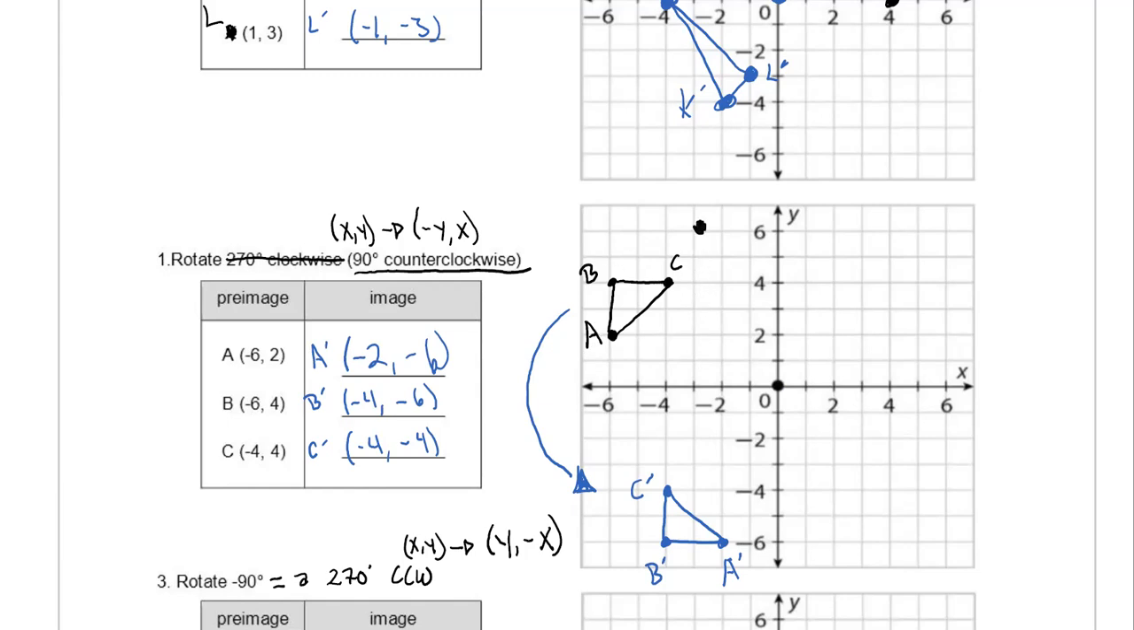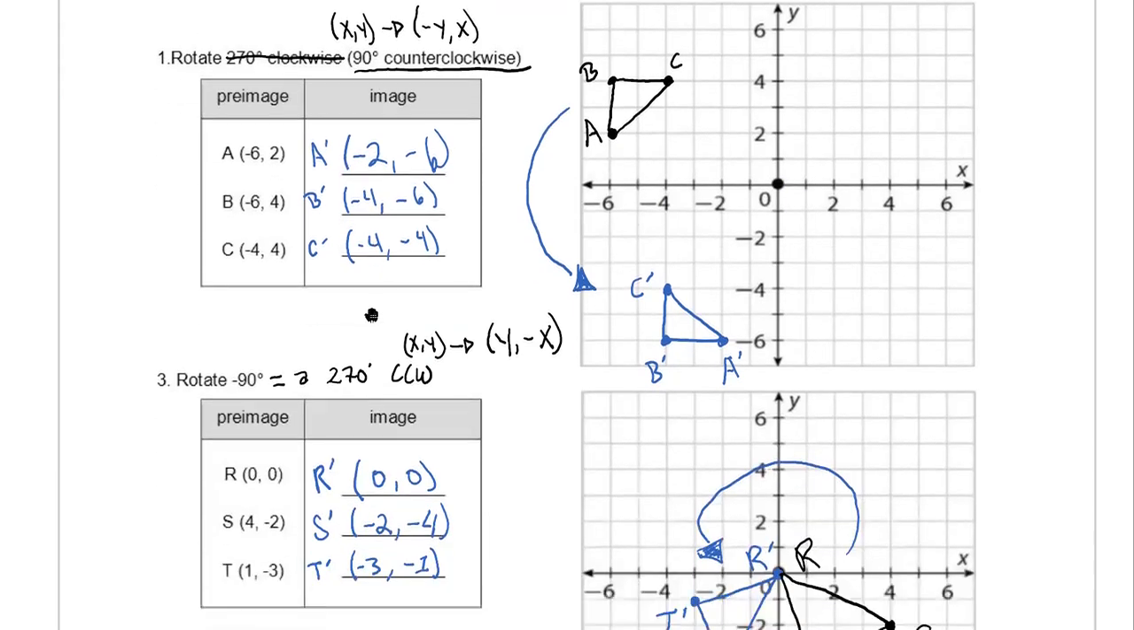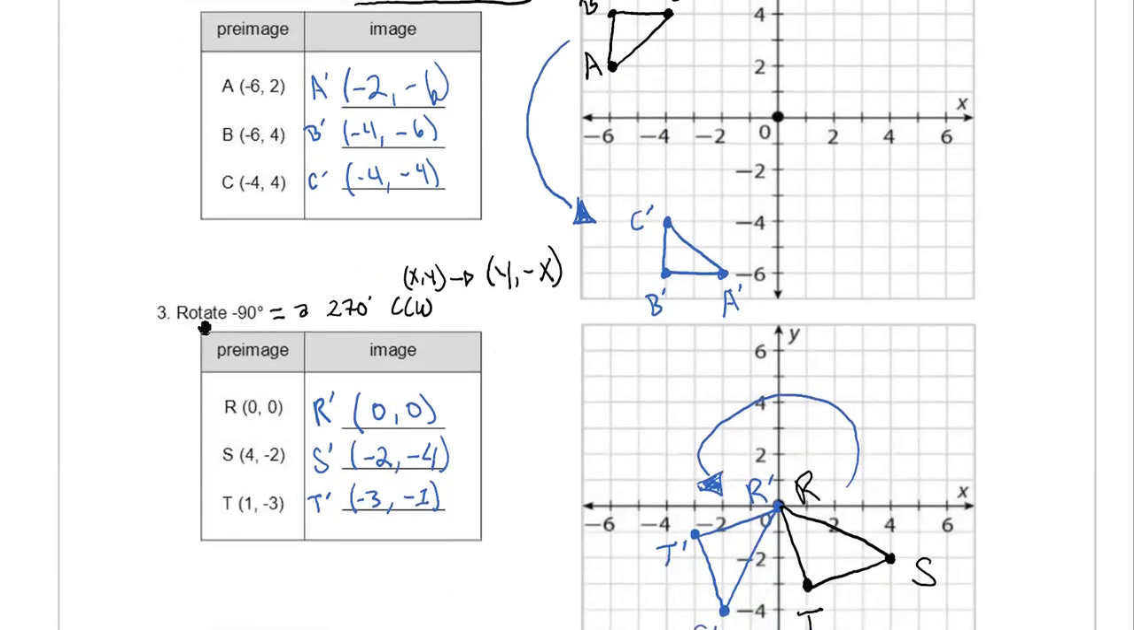So again, original picture here, ABC, and it rotates about here. It's going to rotate 90 degrees counterclockwise, and this should be my new image. Again, the next one, rotate negative 90 degrees. Negative 90 degrees will just be the other direction, or clockwise. But we want to go 270 degrees counterclockwise because these are our formulas.